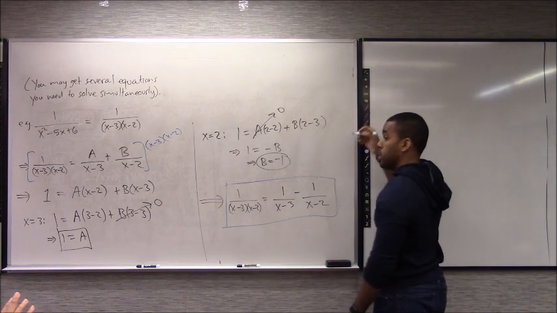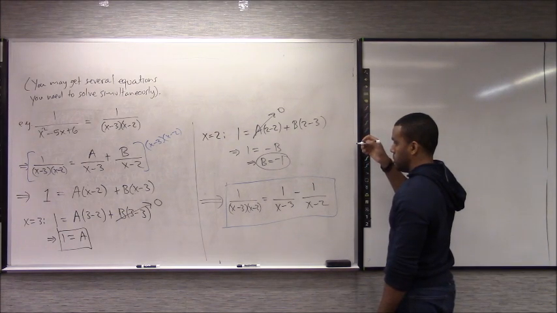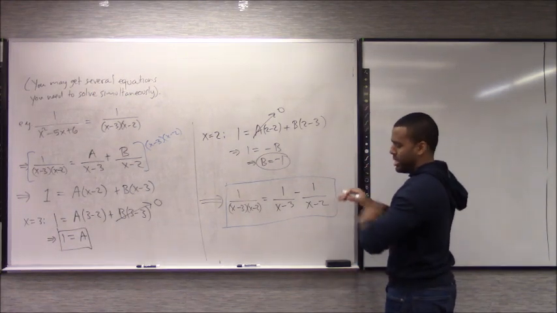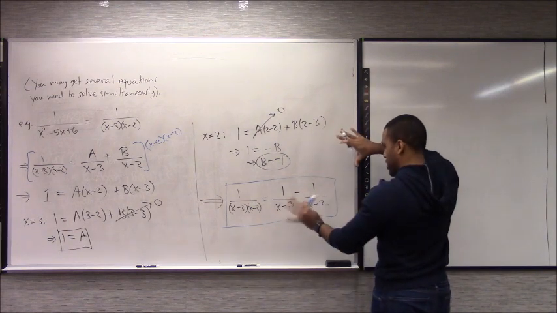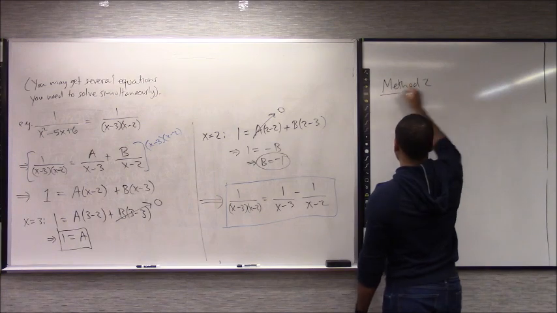Sorry, one more question. What happens if you don't get a 1? How would you integrate it if you don't get a 1? Don't worry about integration for now. Just worry about breaking this up. We'll get to the integration. Don't rush it. Just make sure you understand this process. Method 2 for finding the things.